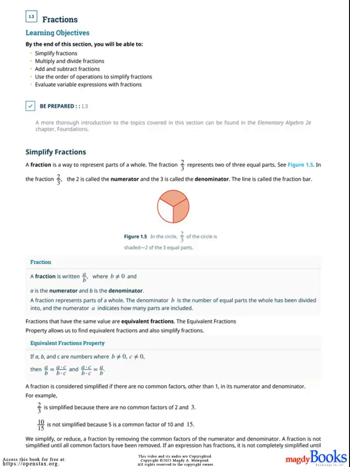Be prepared 1.3. A more thorough introduction to the topics covered in this section can be found in the Elementary Algebra 2E chapter, Foundations.